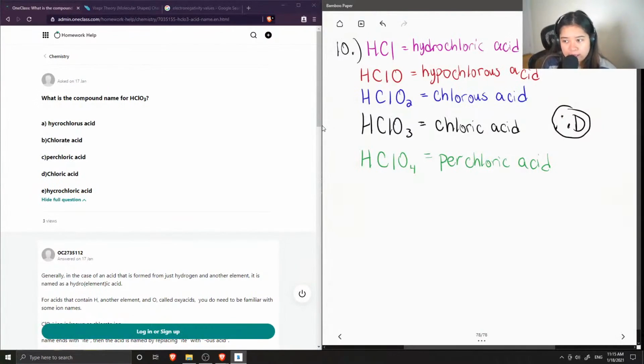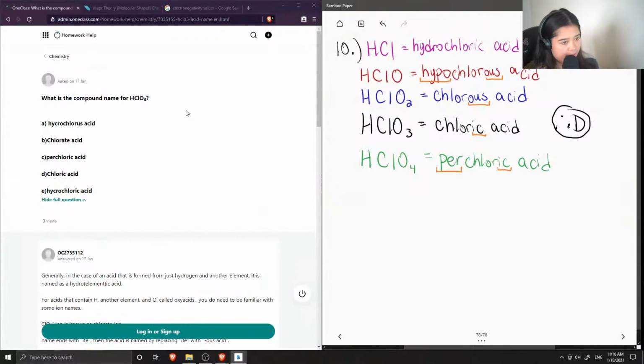So you can see how the names kind of vary in this way. When you lose an additional oxygen, it has the prefix of hypo and it ends in ous. When you add an oxygen, it still has that suffix ending in ous. With O3, it ends in ic. But if we were to add an additional oxygen, it still ends in ic, but it has per as the prefix.